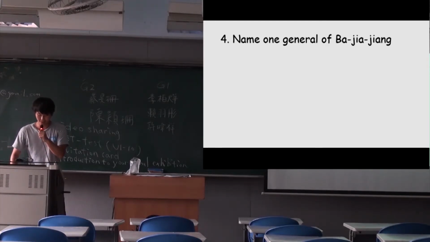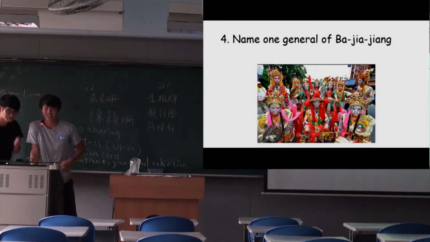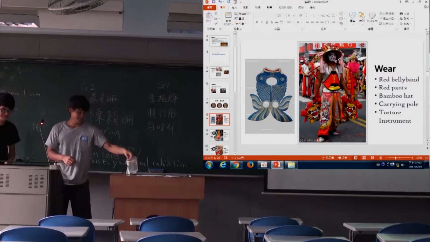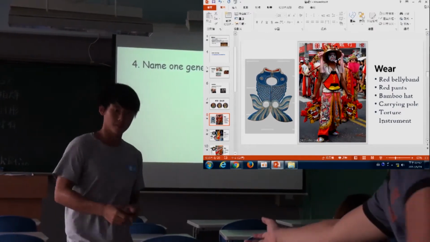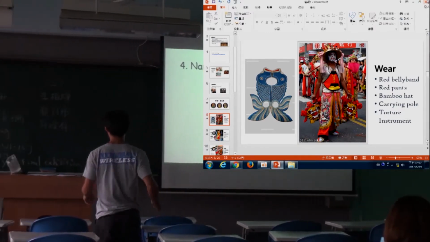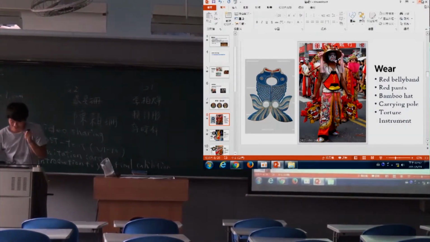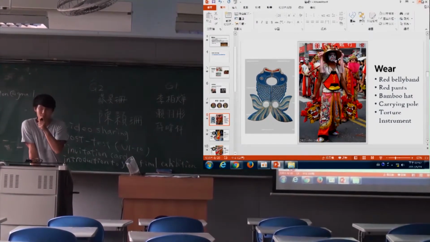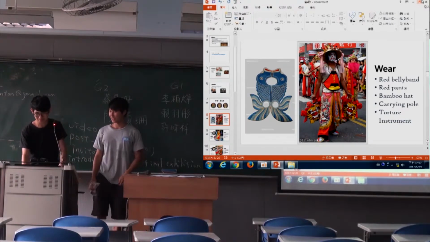Okay, and question number 4, the last question. Name one general of 八家将，就是刚不是介绍很多将军，就讲其中的两句。Okay, then that's the end of our presentation. Thank you.